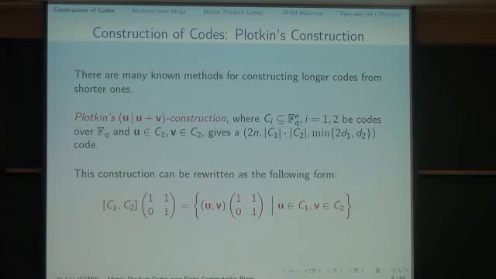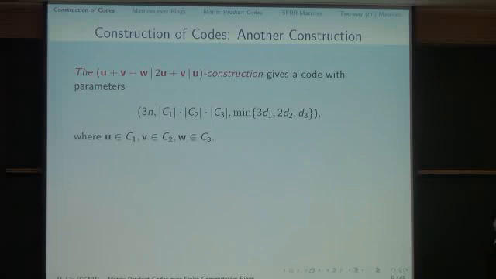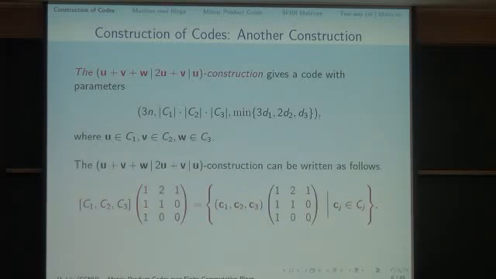And there is another construction. For example, here is u plus v plus w, 2u plus v, and v. For this construction we also have the parameters. The length is 3 times n, and this is the size, that is, the size of C1, the size of C2, and the size of C3. Let me say u, v. Yeah, right, sorry. So we have this construction, and it can also be written in this way.